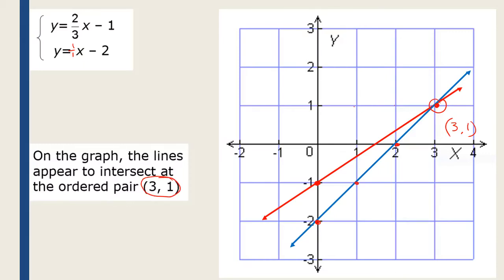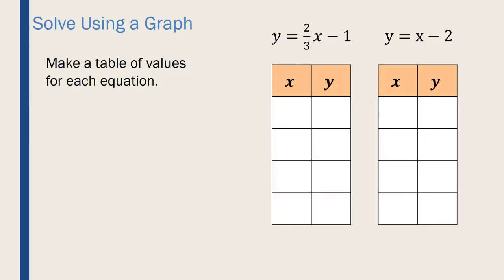Okay, let's do it in a table now. When I say a table, it looks like this. Let's fill in some choices: 0, 1, 2, and 3. When I fill in 0 here, I get negative 1. For 1, that would be negative 1/3. If I put in 2, that's positive 1/3, and 3 is going to give me 1. Over here, let's do the same thing: 0, 1, 2, 3. When I plug in 0, I get negative 2. When I plug in 1, I get negative 1. When I plug in 2, I get 0, and 3, I get 1.